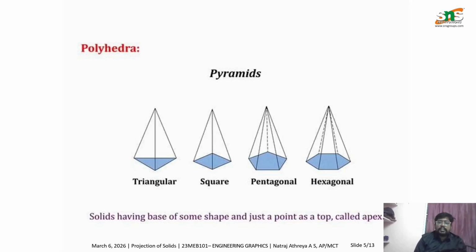Pyramids are ones that have the edges joined together at a point on the top. You can see the edges here, right? The edges of the triangle are meeting at the top from the center. This top we will call an apex. If the edges are connected together at a point at the center, called the apex, these sorts of objects are called pyramids. So this is a triangular pyramid, square pyramid, pentagonal pyramid, and hexagonal pyramid.